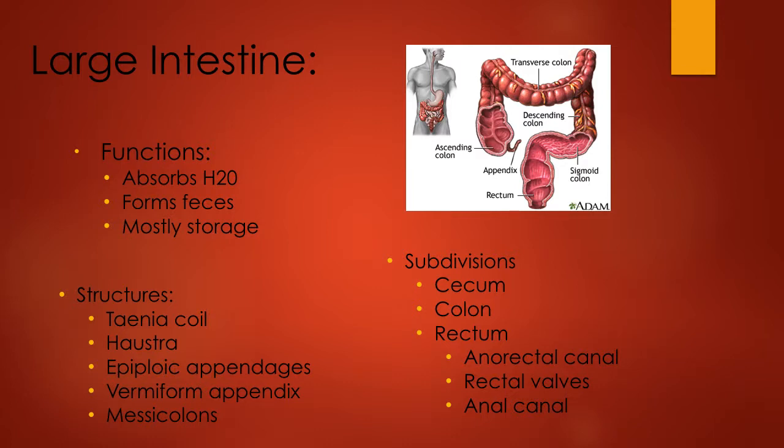The subdivisions break down into the cecum, the colon, the rectum, the anorectal canal, the rectal valves, and the anal canal. The cecum is the pouch at the beginning of the large intestine. The ileocecal valve moves food from the ileum to the cecum. The rectum has 3 folds: the anorectal canal, the rectal valves, and the anal canal, which further breaks into the internal and external sphincter. The internal is involuntary, and the external is voluntary, which holds the feces in the rectum.